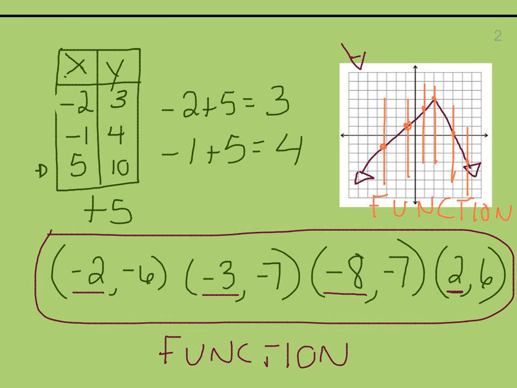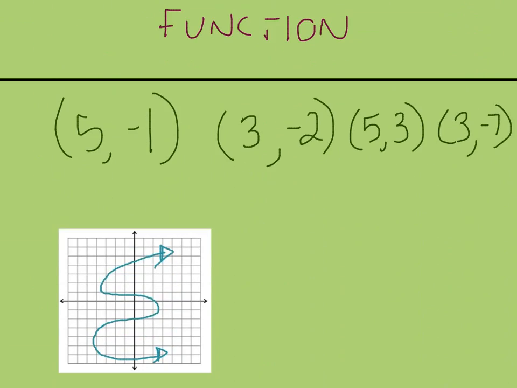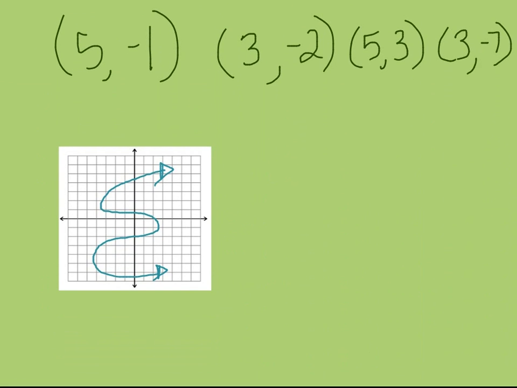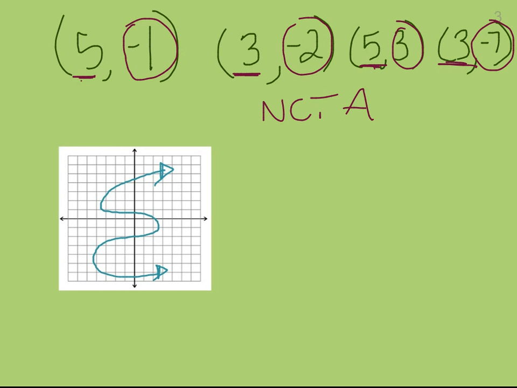So let's look at the next page. This set of ordered pairs, remember, you're going to look at your x's. So I have a 5, a 3, a 5, and a 3. 5 repeats and then 3 repeats. This 5 has a -1 and this 5 has a 3. We automatically know it's not a function, but also if you look at the two 3's, this 3 has a -2 and this 3 has a -7. So we know it's not a function. So we're going to write not a function there.